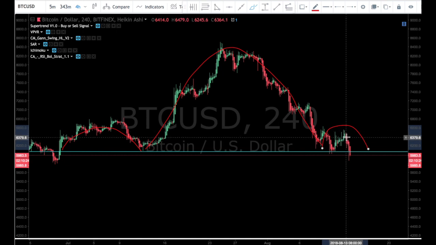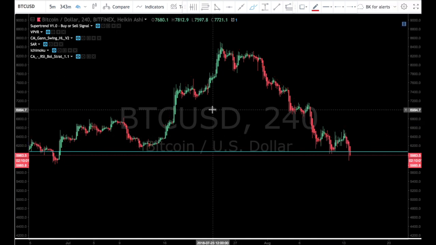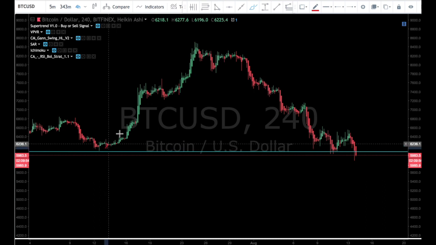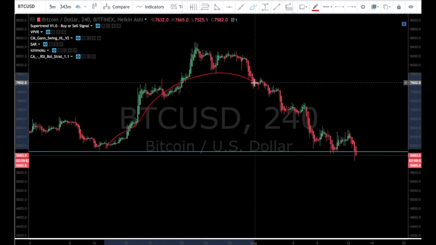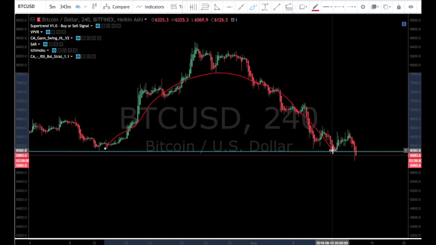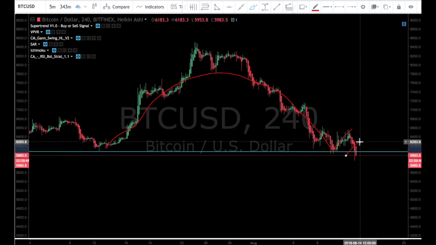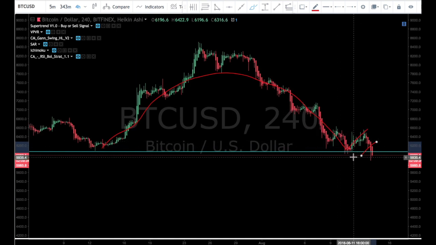So let's go back to the cup and handle. If we didn't have that head and shoulders form, do we have a cup and handle? We've got the test of that support level coming up into this basic cup, and then this trading range in here, which would theoretically be our handle. And you can see we had a recent break to the downside.